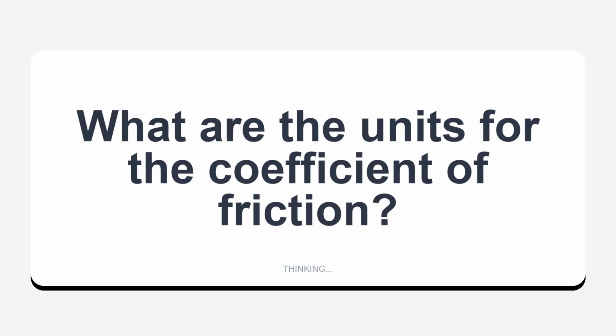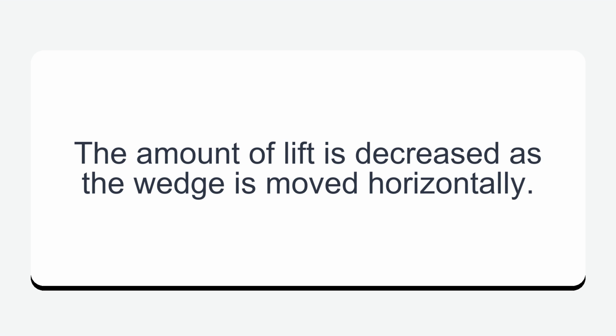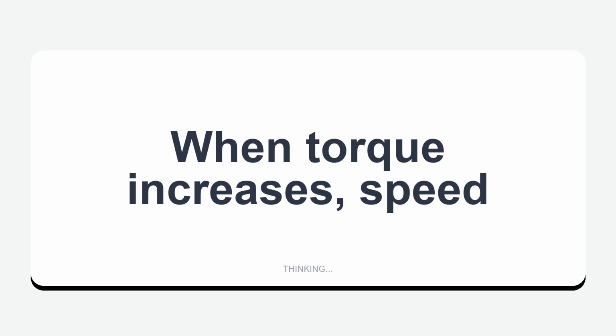What are the units for the coefficient of friction? Unitless. If a wedge is made longer relative to its height, how does the force increase? The amount of lift is decreased as the wedge is moved horizontally. When torque increases, speed decreases.